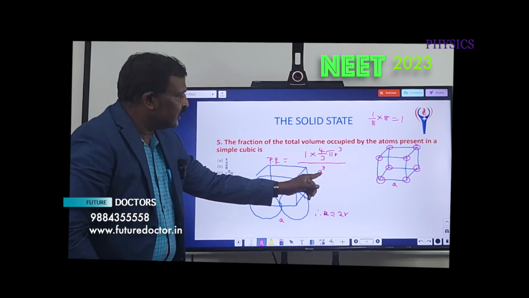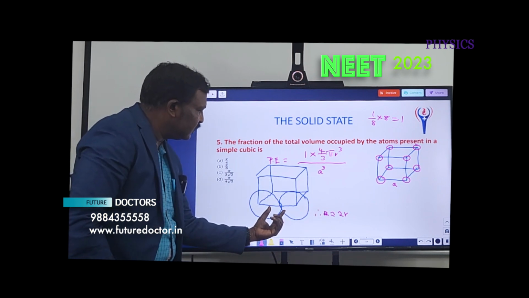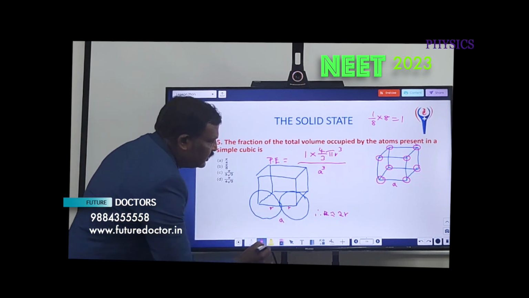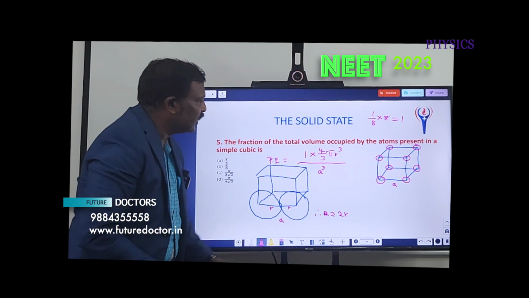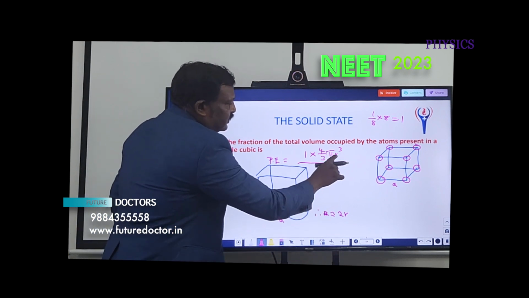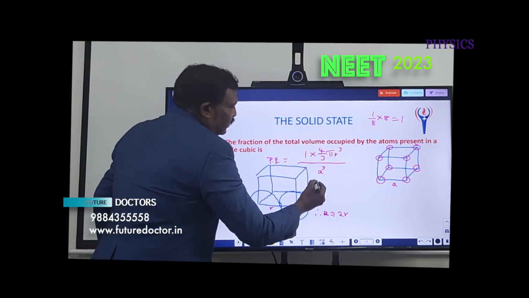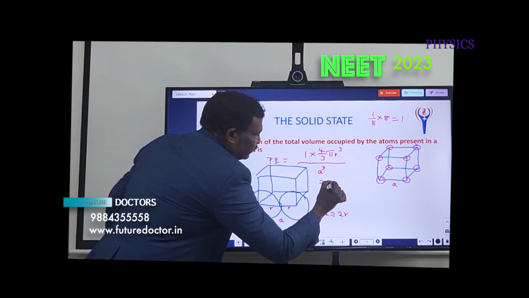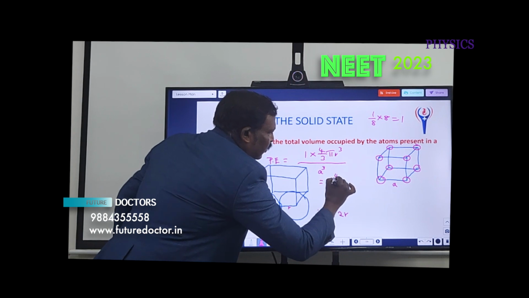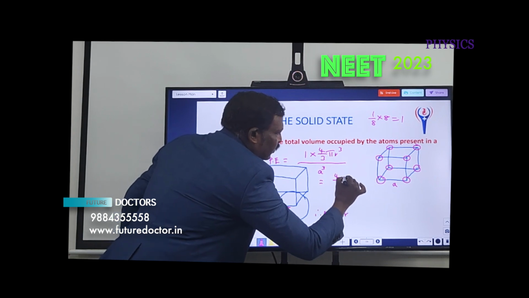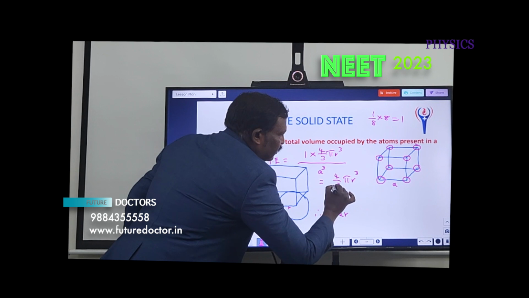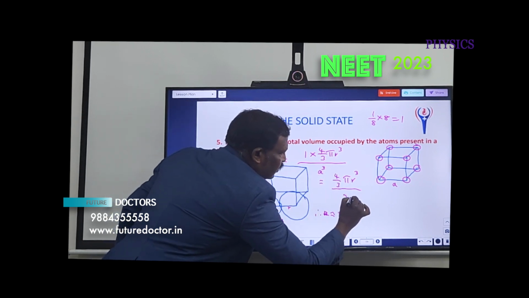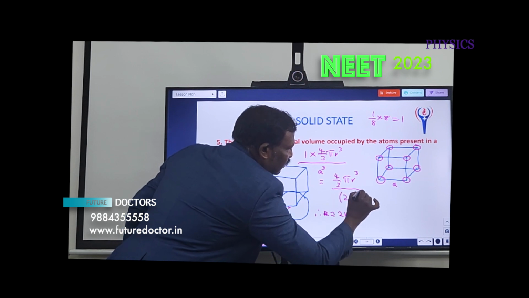Therefore, you substitute here. The edge length is equal to 2 times R. Here one R is there. This is one radius, this is one radius. Then only I am simply saying A is equal to 2R. You substitute here, in this place. So what happens? When you substitute, it will be 4 by 3 pi r cube divided by A cube. A is 2R, so 2R the whole cube.